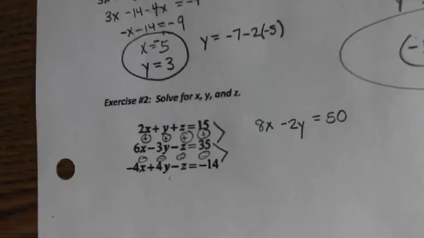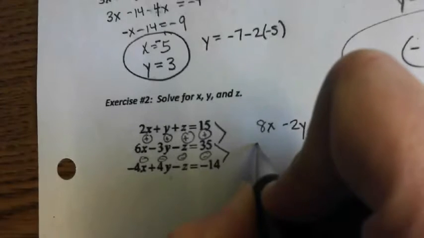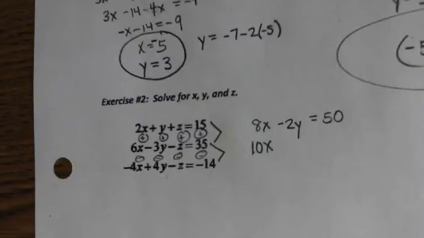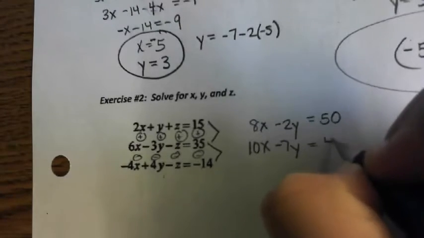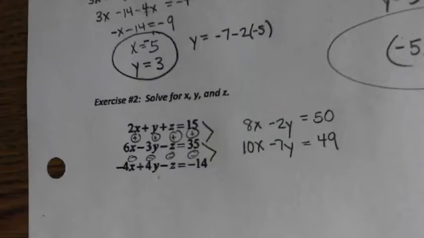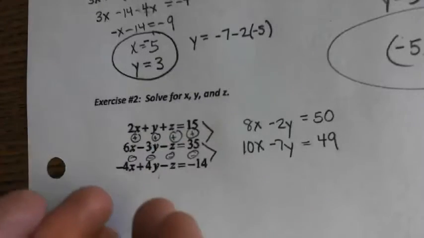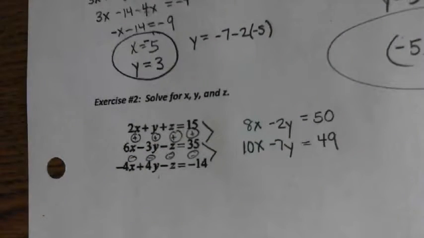6x minus negative 4x, 10x. Negative 3 minus 4. Awesome. Negative z minus negative z, gone. 35 minus negative 14. Beautiful. Now, do you see how I've pared this down to now more of a traditional system? Now it's 2 equations, 2 variables. 3 equations, 3 variables just got pared down to 2 equations, 2 variables.